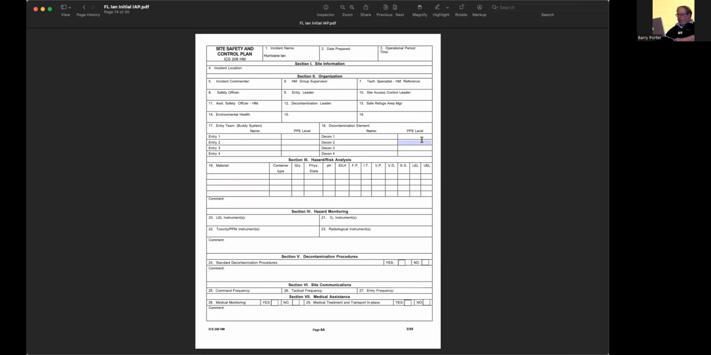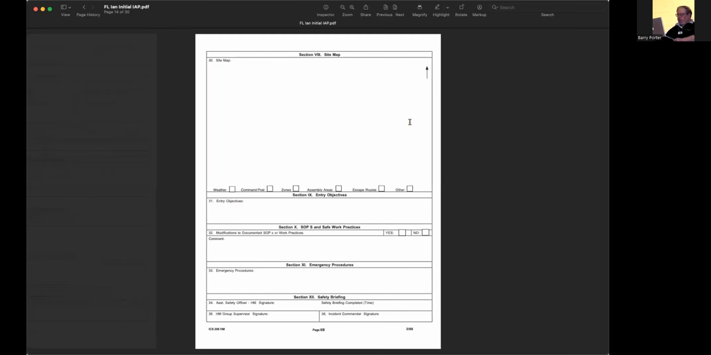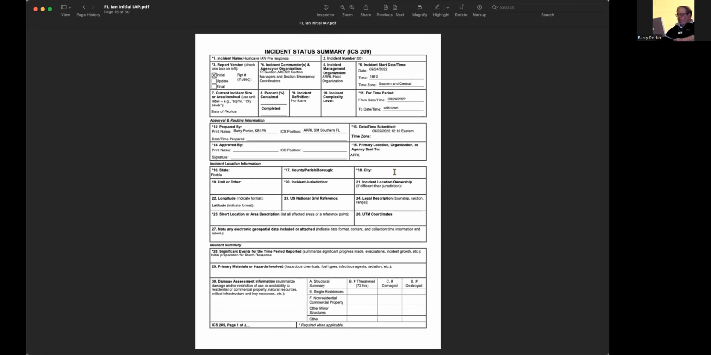This wasn't filled out because it was just in there to show the people that are going to the different places that they should fill this out so they could have it as part of their legal plans. And this is the second part of this, where you would include a site map of where you are, entry objectives, any safe work practices and emergency procedures, and the safety briefing that you would need to do.